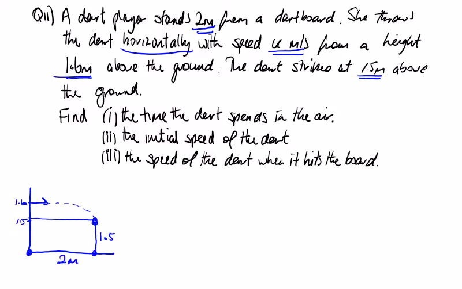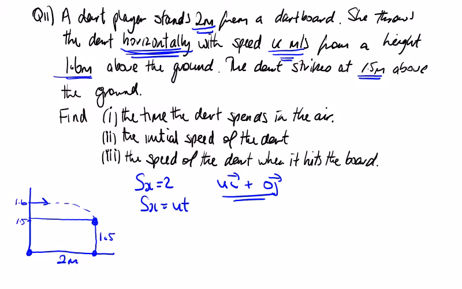So we have S of x is equal to 2. S of x is also equal to ut. We're told it's just u. So we need this time here. Now my initial velocity vector is going to be u times i plus 0j here, because it's just horizontal, so there's no vertical component.